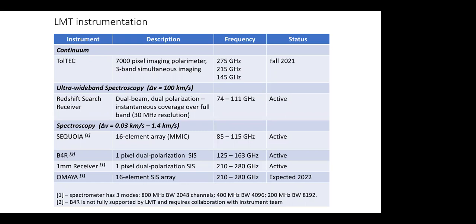The Toltec instrument, which isn't physically at the telescope yet, but we're in the process of shipping, is going to be our primary continuum imager. There are a total of 7,000 pixels, and there are 3 separate bands. We have detectors at 1.1 millimeter, 1.4 millimeter, and 2.1 millimeter, or in gigahertz if you prefer physical units.